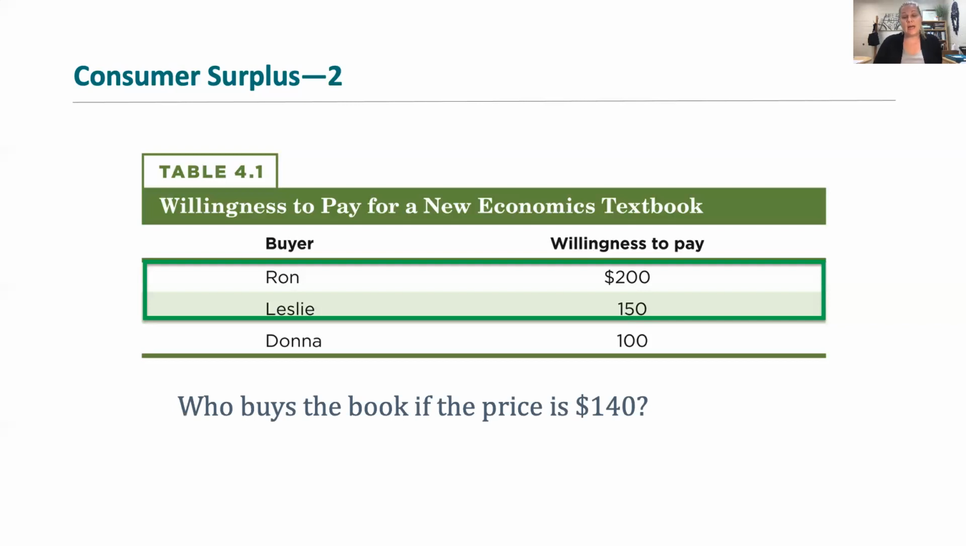Well, the rule that we live by in general is that we will actually go forward with a purchase or a transaction only if we can buy that product for a price that is less than or equal to our willingness to pay. For this reason, only Ron and Leslie would actually participate in this market activity, because Ron is willing to pay more than $140 for a textbook, as is Leslie. However, Donna would not buy this textbook because her willingness to pay maxes out at $100, and the price of the textbook that it's selling for exceeds that.